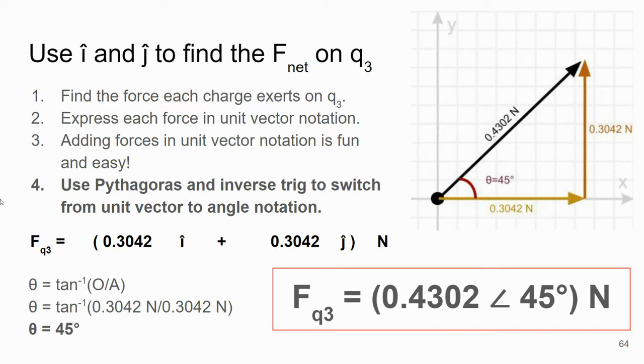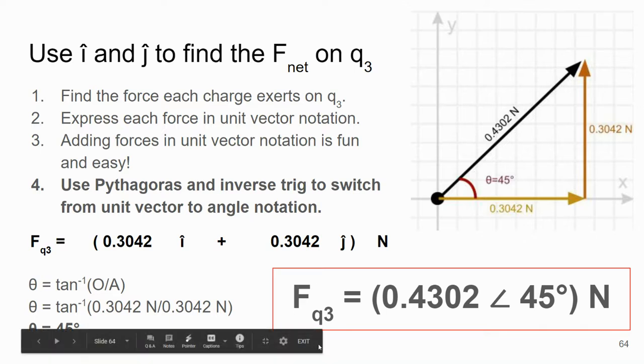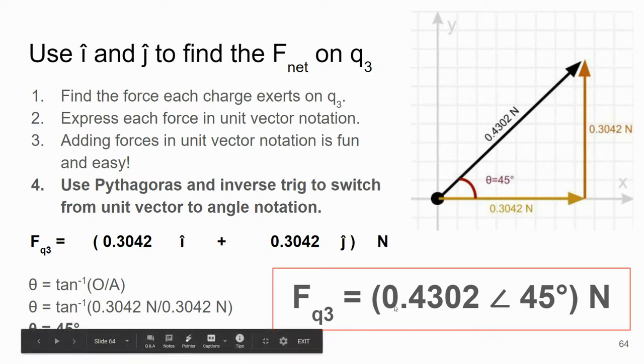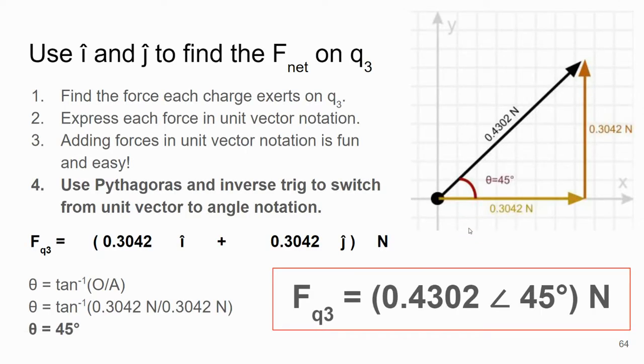So yeah, here, F on Q3 is equal to i hat plus j hat. That's your unit vector way. And we did all this work. We turned that into an expression for the force on charge 3 in angle notation. So here is your magnitude, and here is your angle. And that's it for this part.